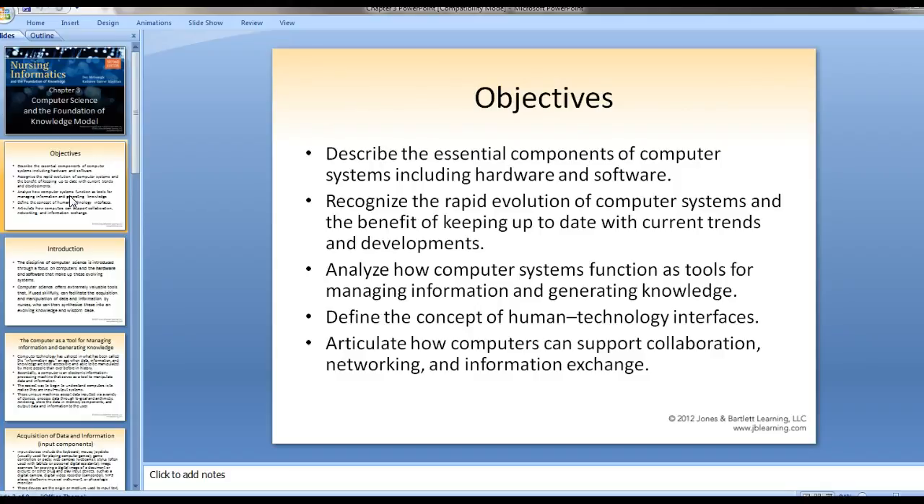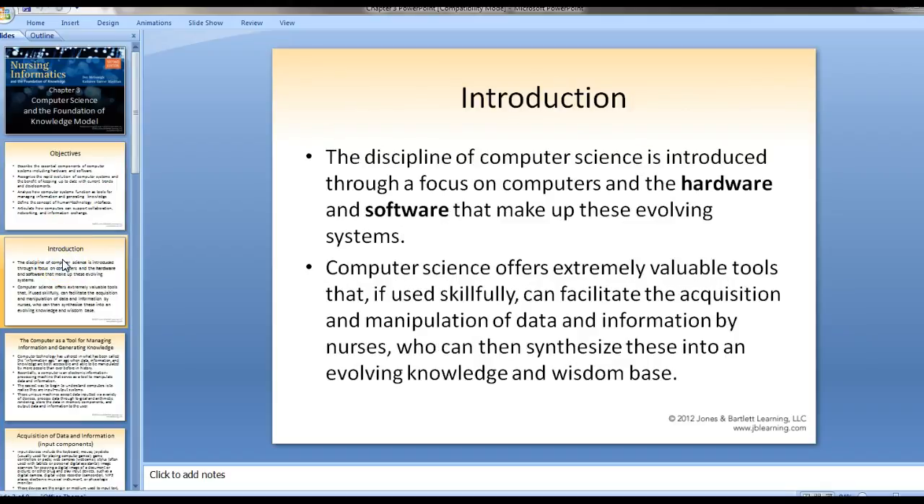Even the way we learn, look at us. We're sitting here online. I'm lecturing to you from another time and space. And so we have to really, truly understand the technology given to us so we can process that information properly. So the discipline of computer science is introduced to focus on computers and the whole idea of hardware and software that makes up the evolving systems.